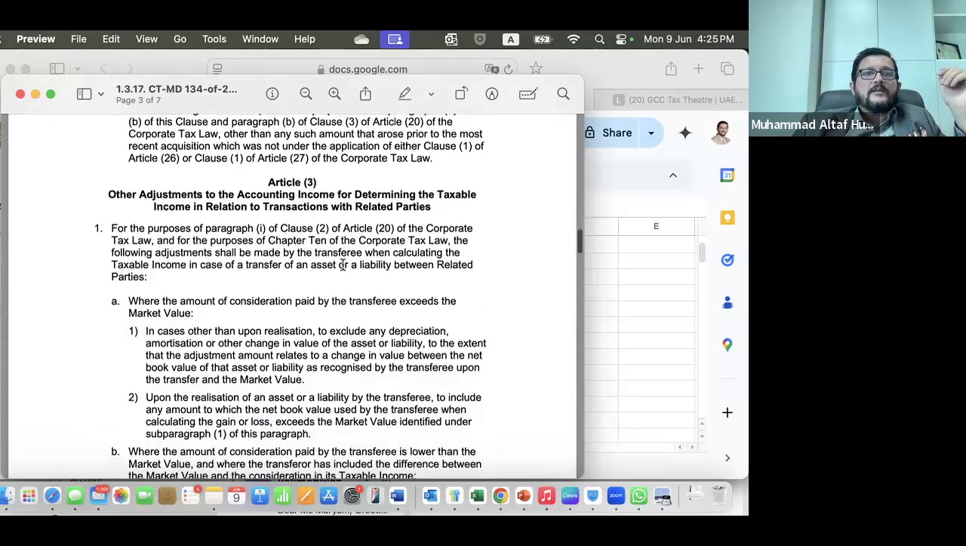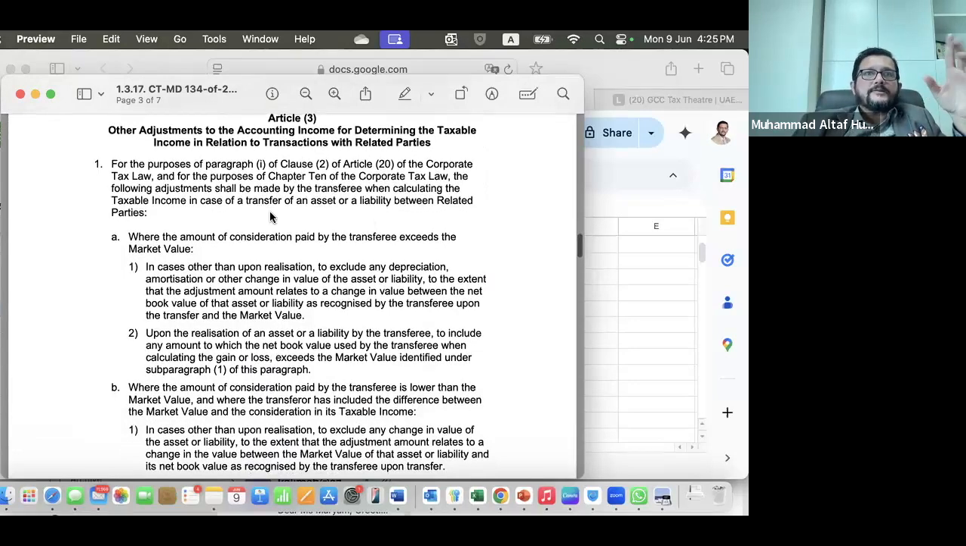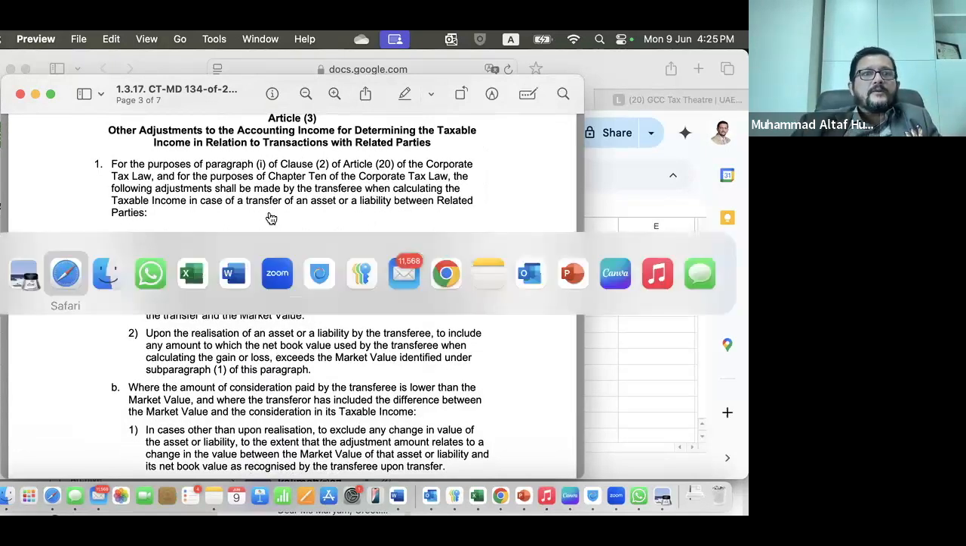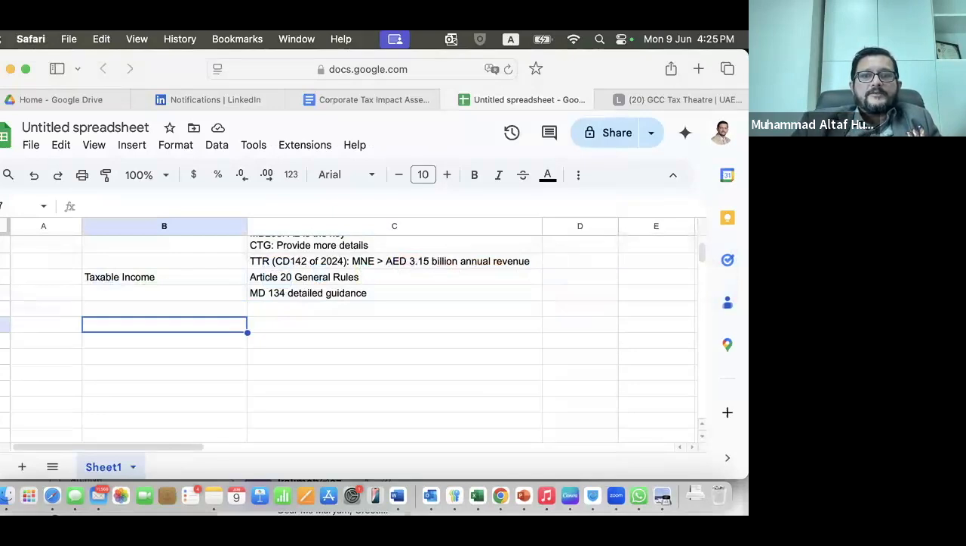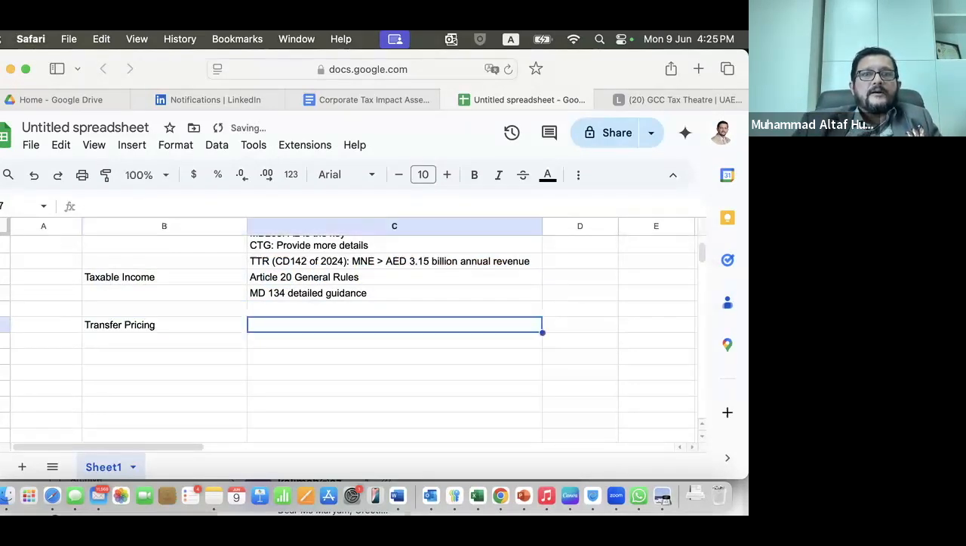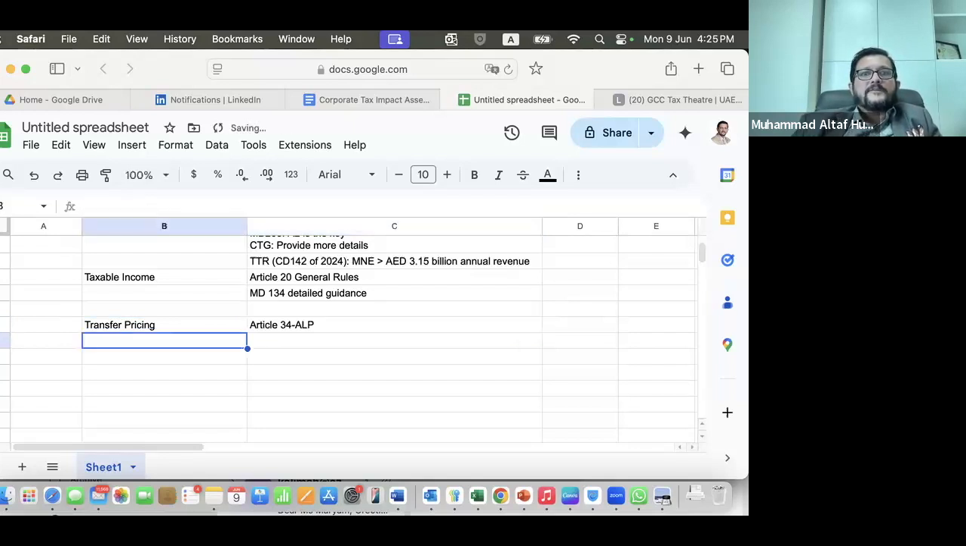What else is there? Okay, Article 3, other adjustment of accounting income for determining the related party. This will be there. And it makes sense also because this is transfer pricing related. We're talking, okay, so this is a topic. Wait, I'll forget, I have to write this. Transfer pricing. This is a key slide. It starts naturally with Article 34, which is ALP, the arm's length principle.